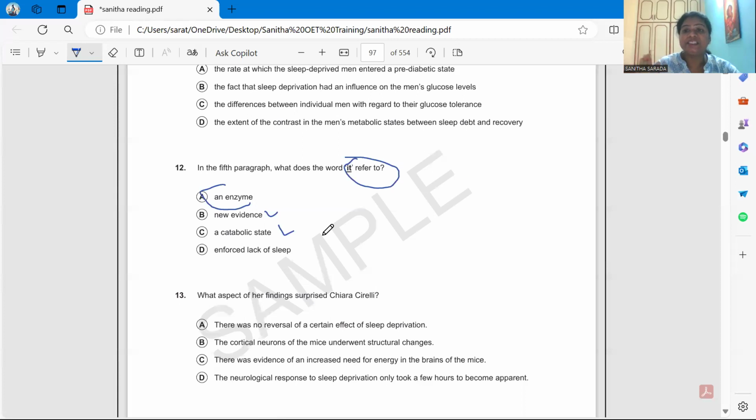It is not referring to that. It is enforced lack of sleep. What is the answer here? Enforced lack of sleep is what 'it' refers to in this context, in this passage. So please watch my videos, and you will definitely get good marks in lexical and reference questions.